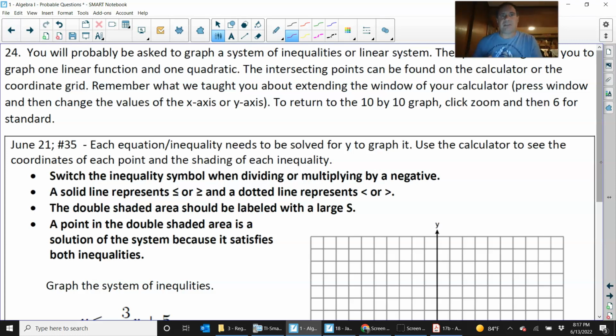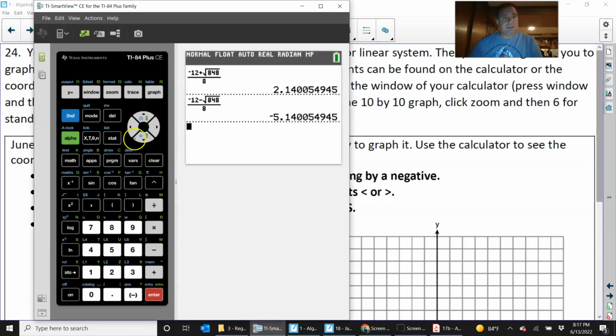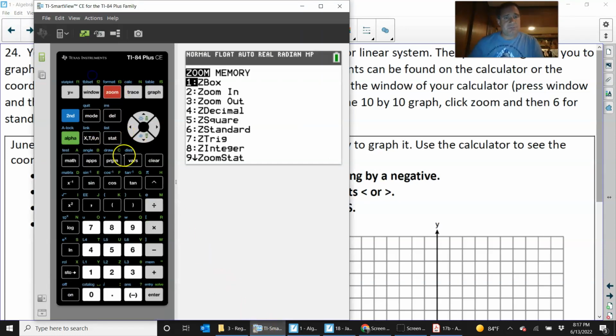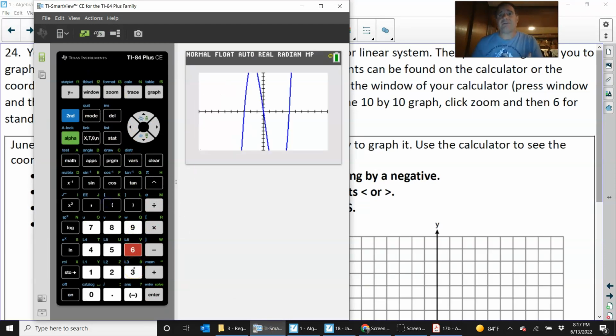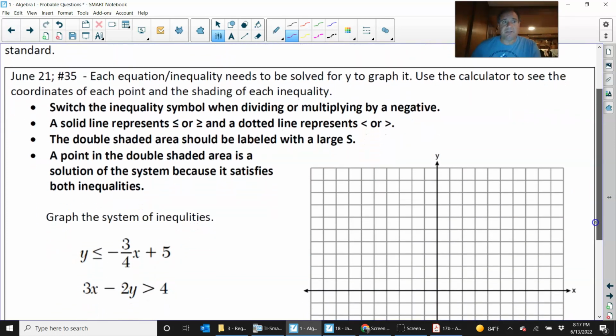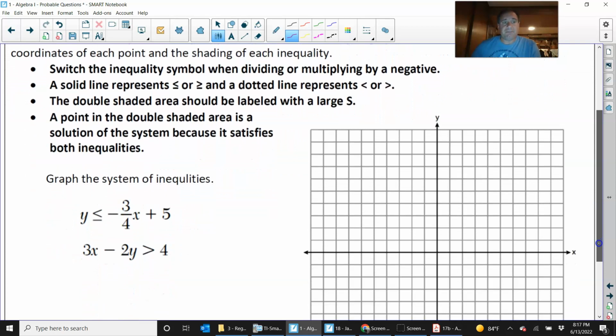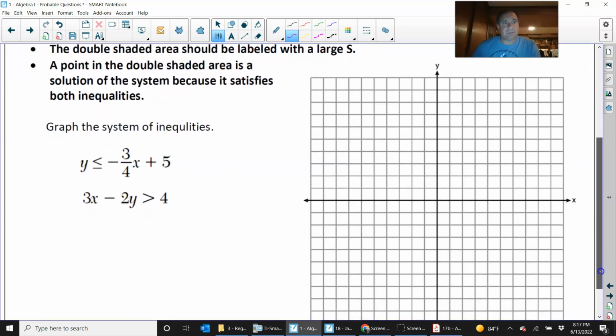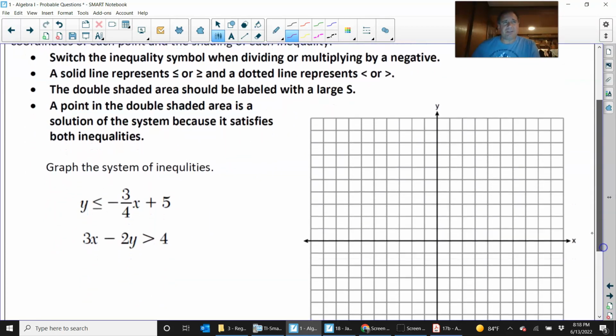Press window and change the values for the x and y axis as needed. To return to a 10 by 10 graph, always return to a 10 by 10 graph by doing this. You just press zoom and you see this standard, it'll return to a 10 by 10 graph. All right, so that's it. Here we go. For June 21, number 35, you have to graph these inequalities. So let me just go over these things right here.